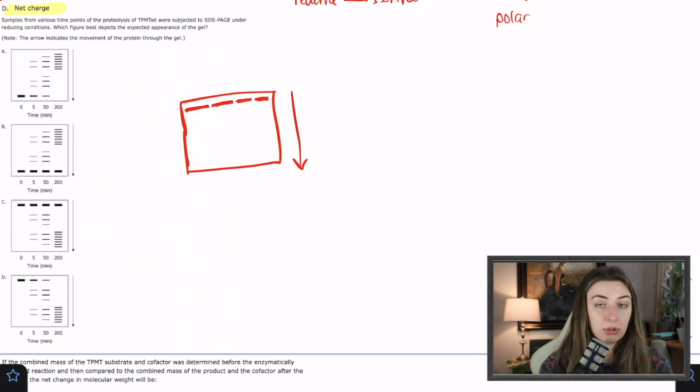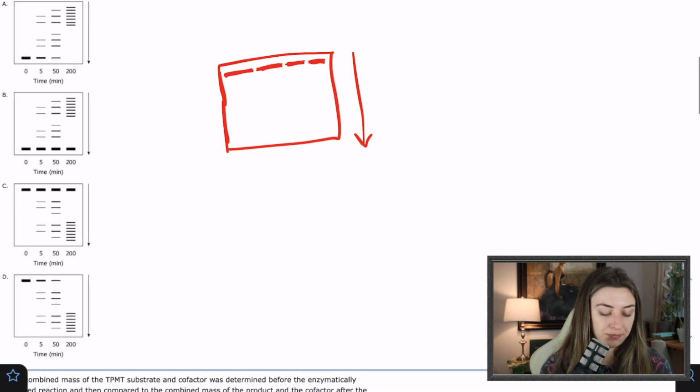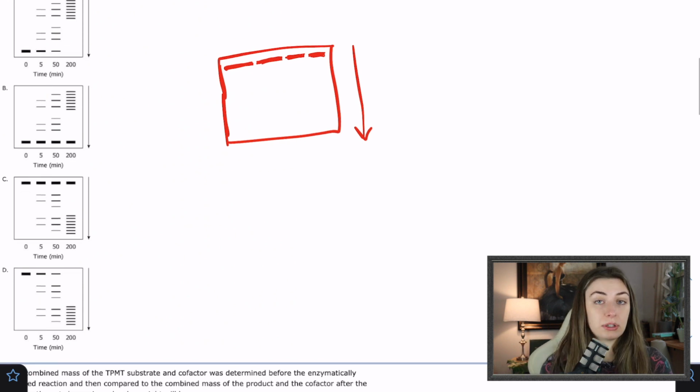And the smallest ones are going to move the fastest because there's gel in here that makes it kind of sticky and thick. So the smallest ones are going to move the fastest. And also, depending on where your cathode and anode are, different charges are also going to move faster. And that just follows general electrochemistry laws, like opposite charges attract.